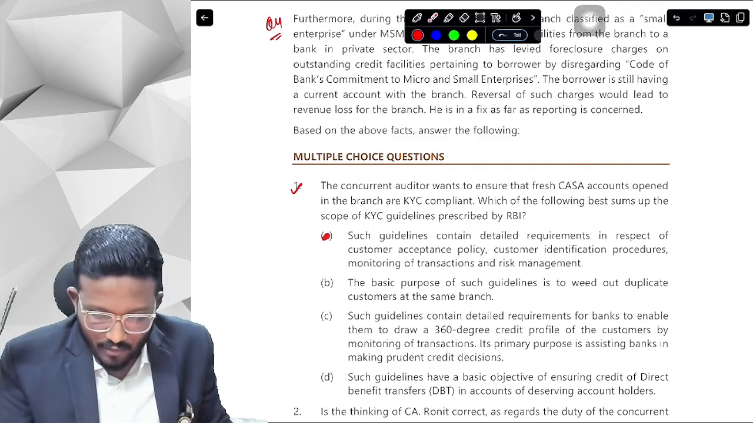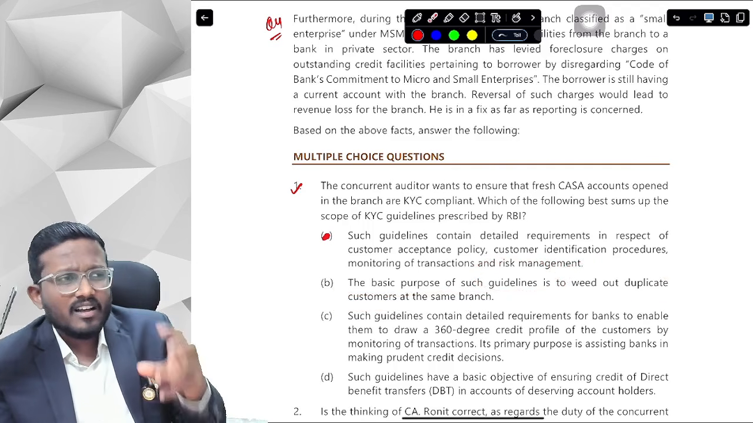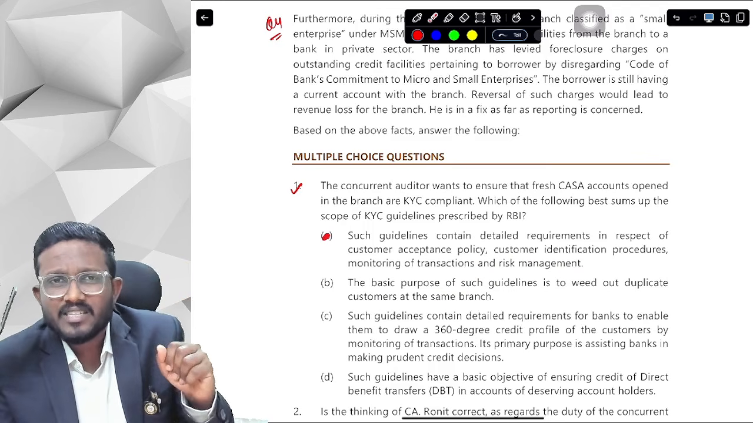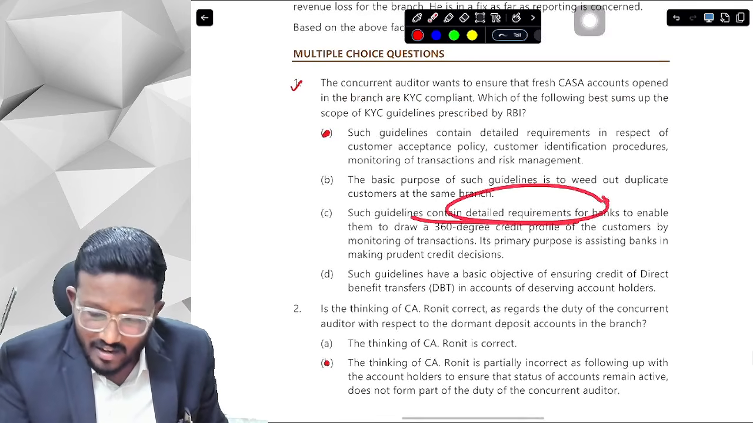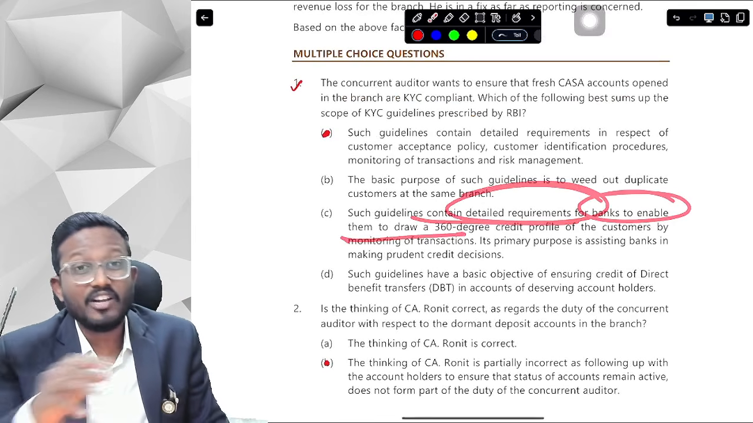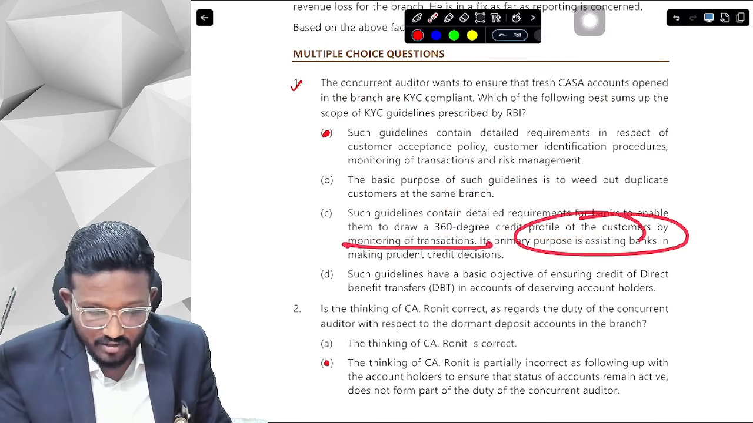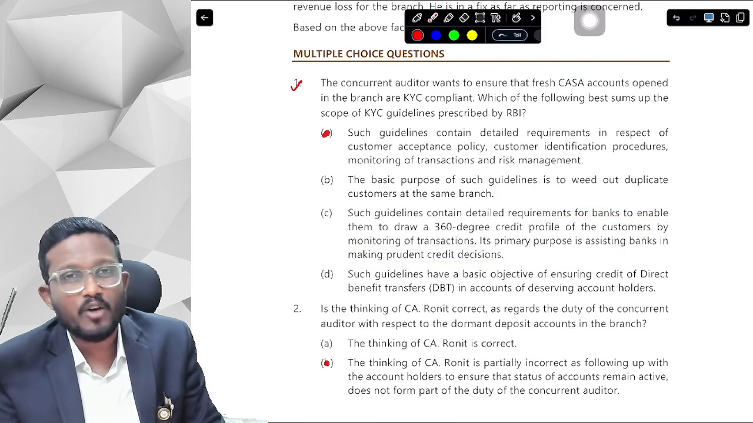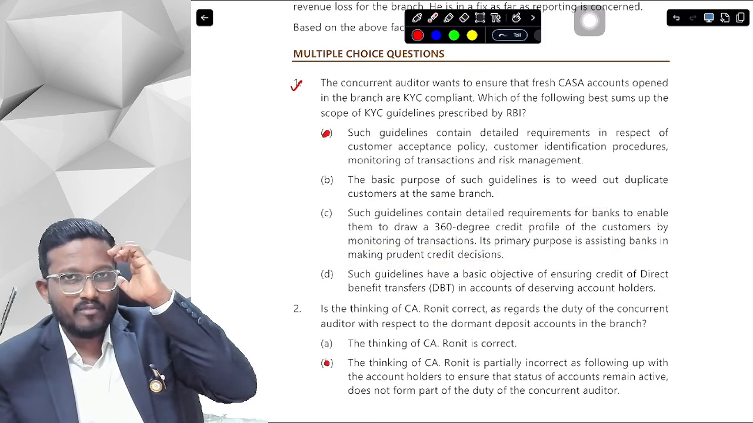Let's discuss. First of all, the basic purpose of the guidelines is to weed out duplicate customers at the same branch. No sir, this is not the case. Secondly, this guideline contains detailed requirements for banks so that we can draw a 360-degree view of the client profile and monitor transactions so that we can make prudent credit decisions. No sir, KYC is not for making credit decisions. For credit decisions we obtain different information from the client.